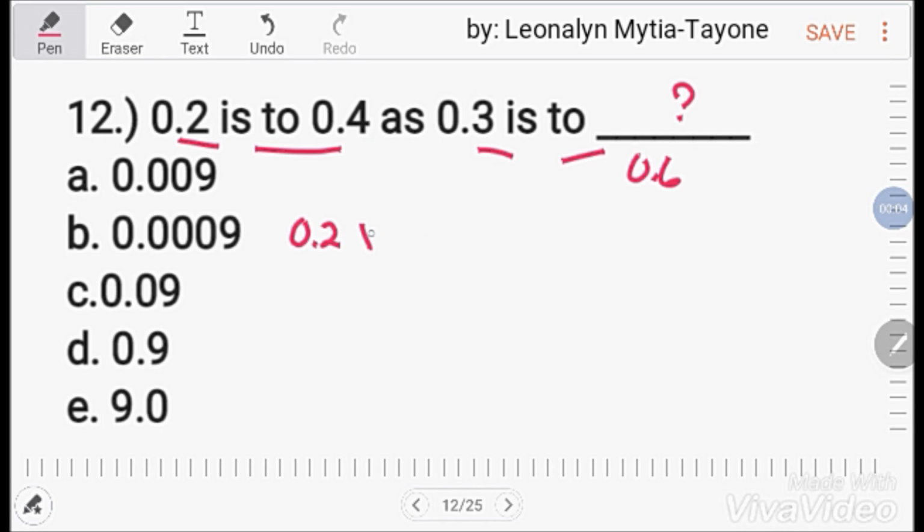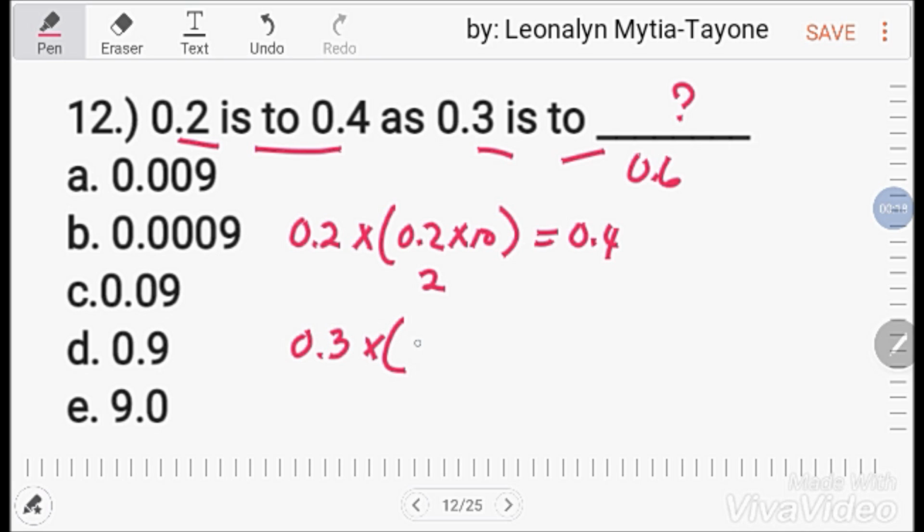So, yung 0.2 na yan, i-multiply mo siya ng 0.2 pa rin. Tapos, times 10 equals, and that is 0.4. Kasi 2 naman yan siya. Si 0.3, multiply mo siya ng 0.3 pa rin times 10. So, may pattern pa rin tayo. And that is 0.9. So, ito yung sagot.